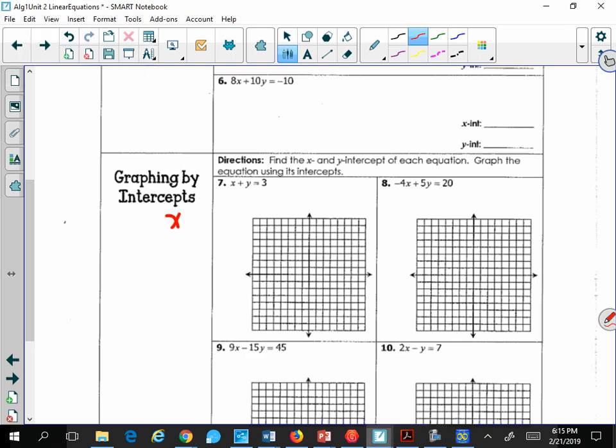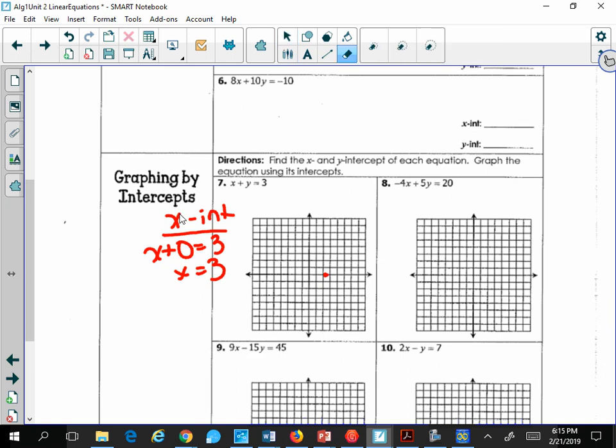I want to find my x-intercept. So in order to do that, remember, if I'm looking for x, I substitute 0 in for y. So I'm going to say x plus 0 equals 3, so x equals 3. So I'm going to plot that. Oops. The smartboard does some crazy things, so that should be at 3. It's not really cooperating with me, but that's okay.